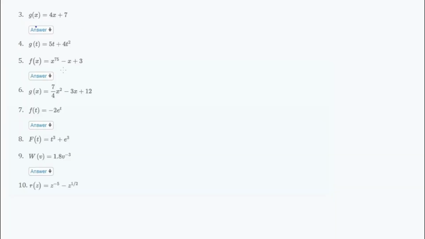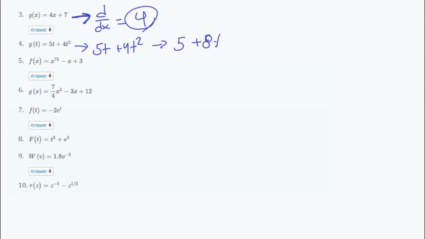Right, so let's take a look at number three. Function g of x is equal to 4x plus 7. We're going to use the power rule to find the derivative here. The derivative is going to be equal to just 4, because by the power rule, x goes away and 7 is a constant. So we have 4. And then number 4, we have 5t plus 4t squared. By the power rule, we're going to have 5 plus 8t. That's going to be your final answer.